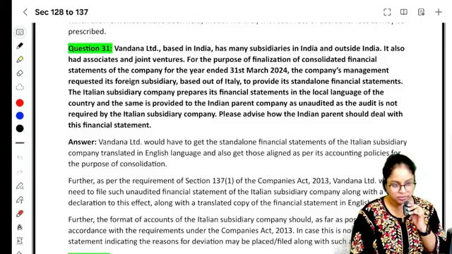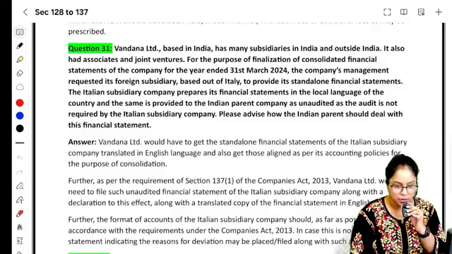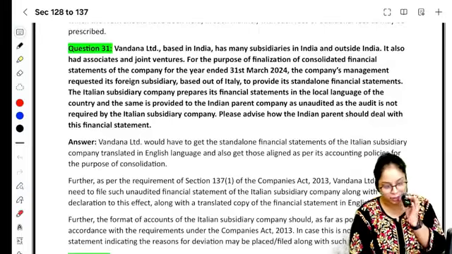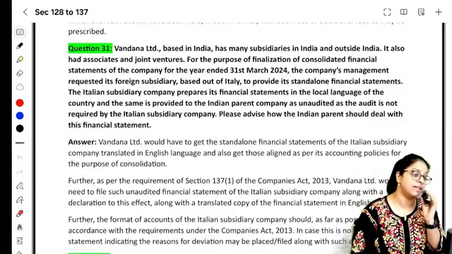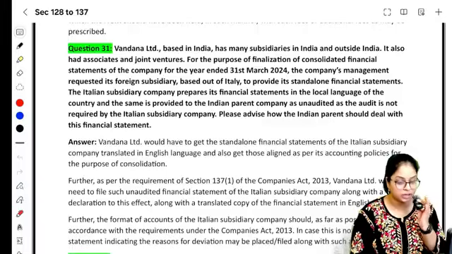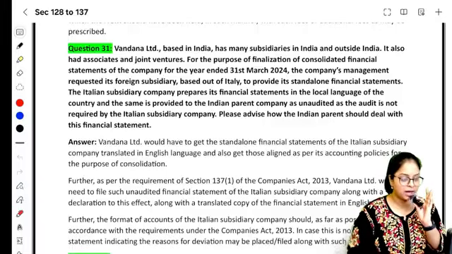So, though they do not have to do an audit, that's absolutely okay, but the unaudited version should be called off, okay, and that should be put on the company's website. And because they have given it in Italian, you make sure you translate it to English and then put it on the company's website.